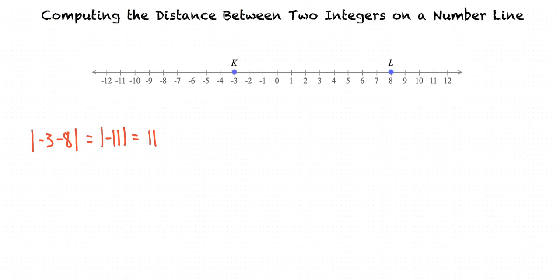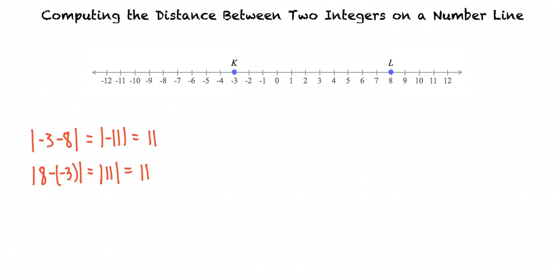Note that when using this method, the order of the subtraction doesn't matter, just like the direction of counting in the first method doesn't matter. So we could have computed the distance like this. If we take the absolute value of 8 minus -3, we get the absolute value of 11, which is +11. So using either of these approaches, we get that the distance between the 2 points on the number line is 11. So this would work for any 2 points?